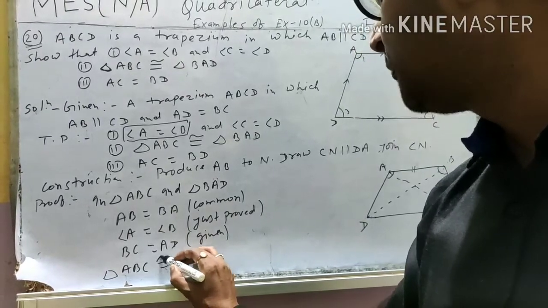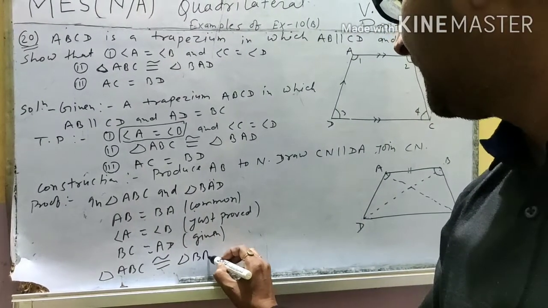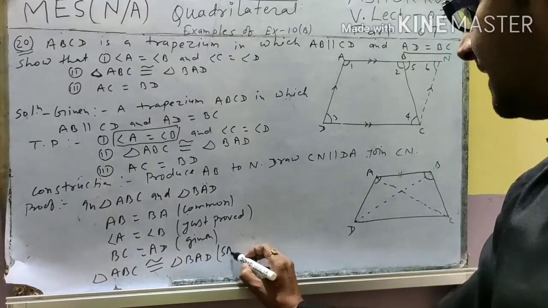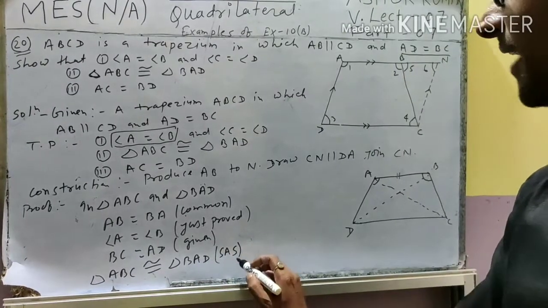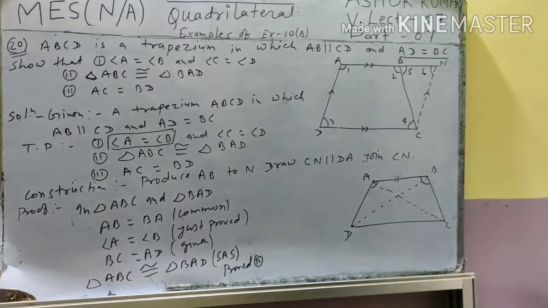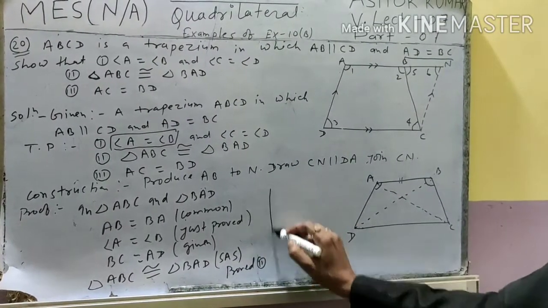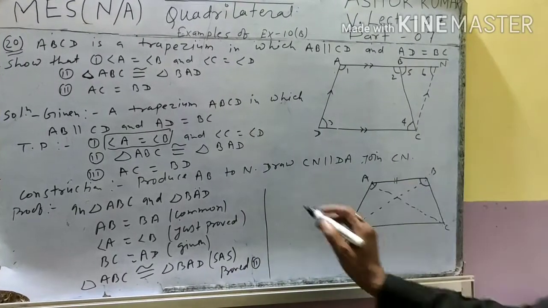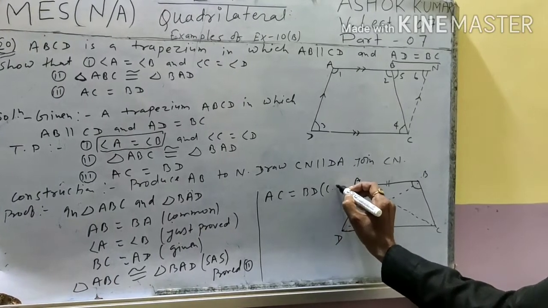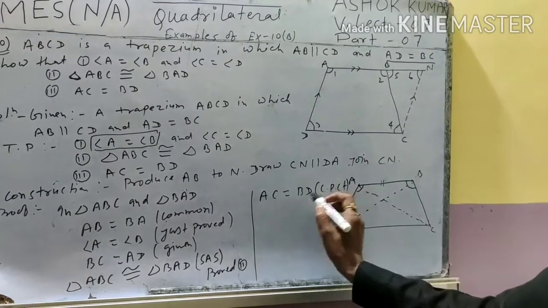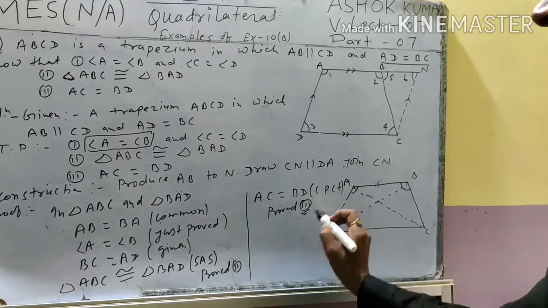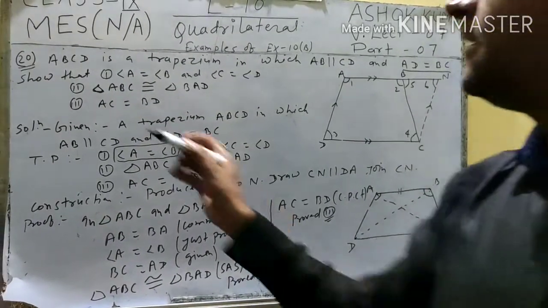So triangle ABC is congruent to triangle BAD. The reason is side angle side. By side angle side, these two triangles are congruent. This is the second proof. And by CPCT we can write here AC is equal to BD. By CPCT, AC is equal to BD. This is the third proof.